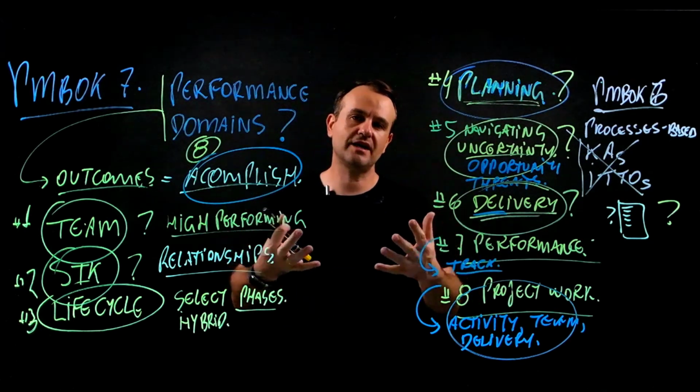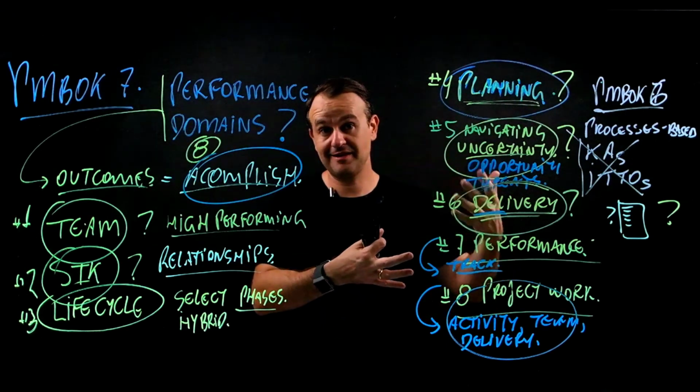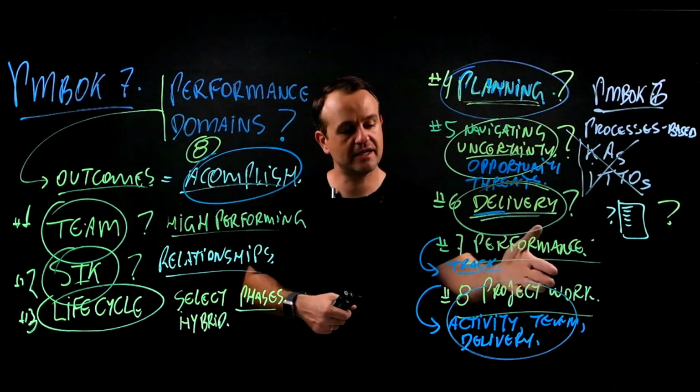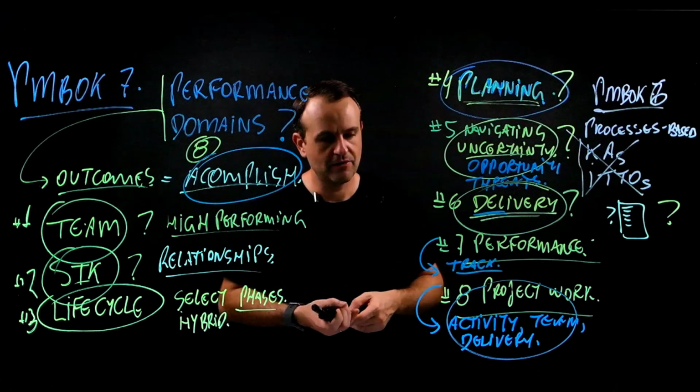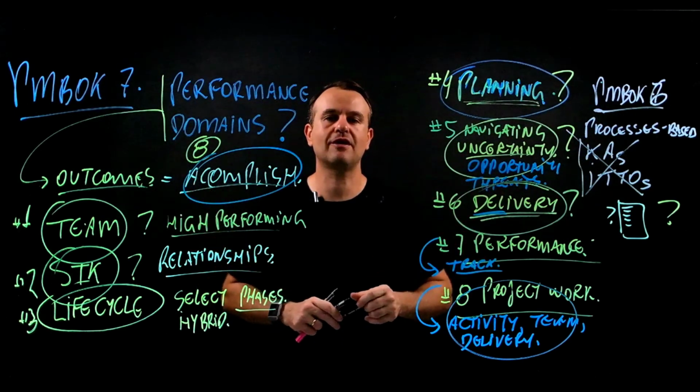We may organize work in different ways, we may use different approaches. Remember the chapter about models, methods, and artifacts. We can take this into consideration when we think about the project work. So these are the 8 performance domains.